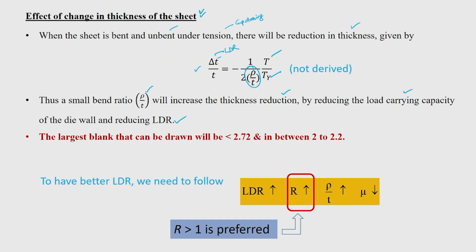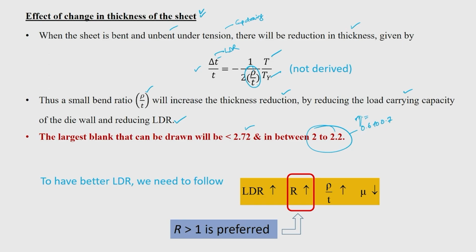Okay. So it is appropriate to say that the largest blank that can be drawn is 2.72. That is an extreme case, but it will be less than 2.72. Generally it is between 2 to 2.2, which is what I told. You take an eta value of 0.2 to 0.7 in that equation to get LDR. That is the best option we have. That is the eta value we discussed.